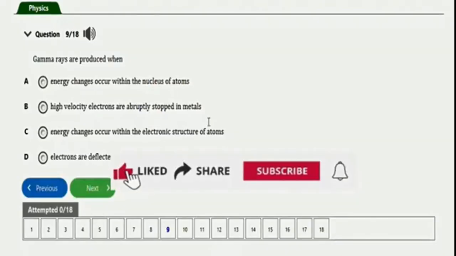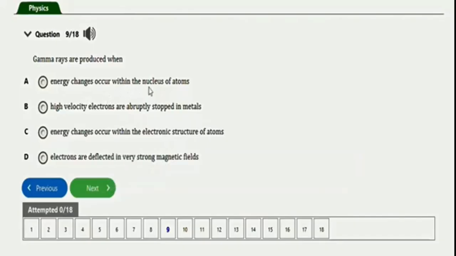So this question says gamma rays are produced when we have energy changes occur within the nucleus of atoms.